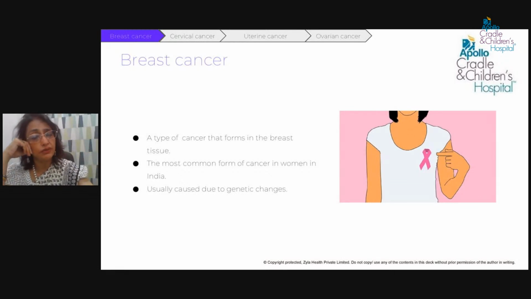Limit your amount of alcohol. Not necessarily that you have to daily take 100 ml, 120 ml. Please limit your alcohol intake.